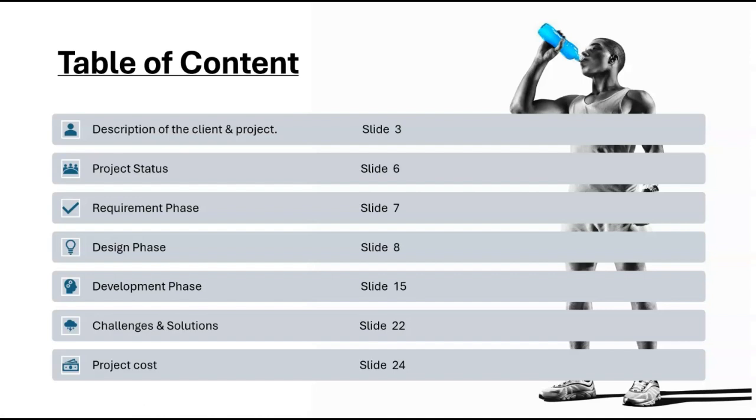To give you an overview, we will start with the table of contents. Here we have description of the client and project, followed by project status, requirement phase, design phase, development phase, challenges and solutions, and project cost.